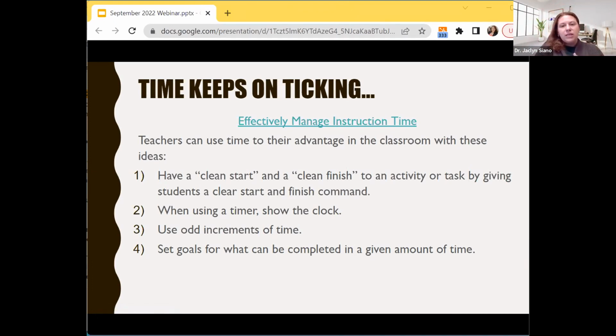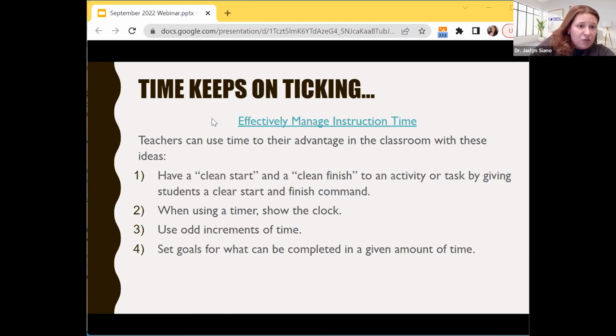So when we're using a timer, we definitely want to make sure we're showing the clock. All the research we've read says to use odd increments of time. And I think that's just because it gives the students a very specific, I have 7 minutes instead of 5 minutes. And then we definitely want to make sure that we're setting goals with the students in terms of, okay, I'm giving you 5 minutes. This is what needs to happen at the end of 5 minutes.